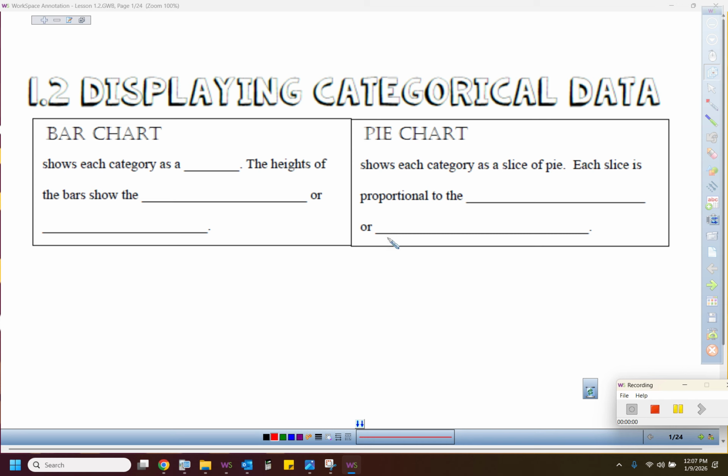So 1, 2 in Intro to Probability and Stats. We're just going to display categorical data today. That's all we're dealing with. No quantitative data, just categorical data. And there are 2 different charts to put them in. We saw them on our activity today.